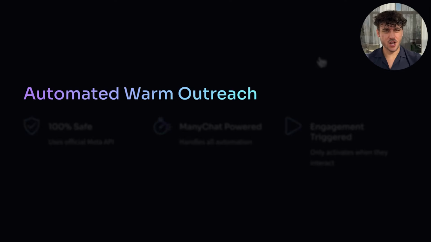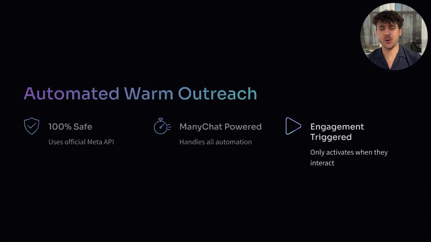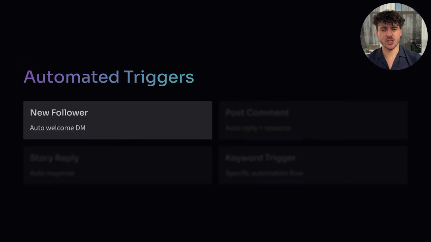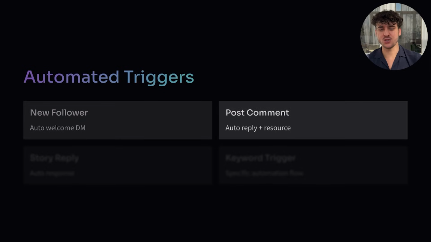Now let's talk about automated warm outreach, which is 100% safe, it's Manychat powered, and it's triggered by a specific engagement point. Automated triggers that we can use for automated warm outreach include new followers, which you can do via Manychat, which sends a message to every single new follower you gain, and post comments, where you auto reply to the comment and send them a resource in your DMs.